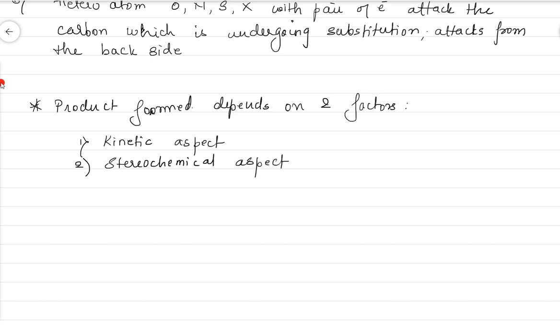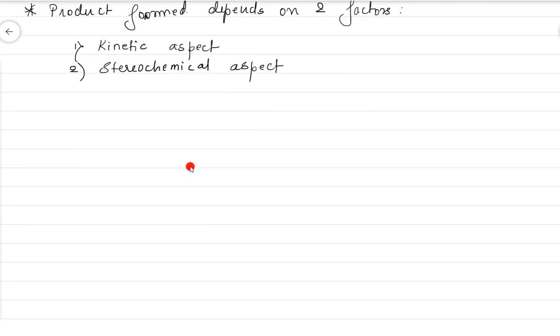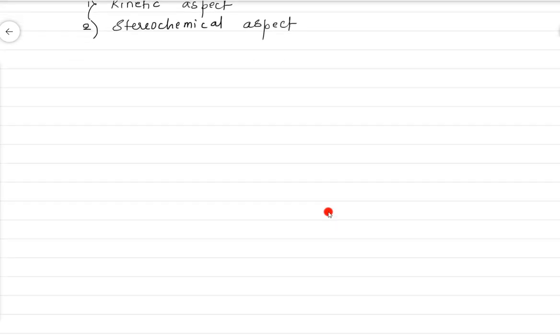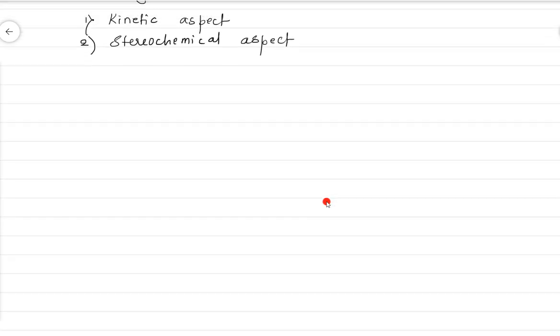Kinetics and stereochemical. When we talk about kinetics, it is related to the rate of the reaction. Stereochemical aspect means, what does it stand for? What type of symmetry or stereochemistry a particular product will be having, or which product will be formed, in major and minor quantity. Okay, so let's see both the aspects. Let's begin with the kinetic aspect of the reaction.